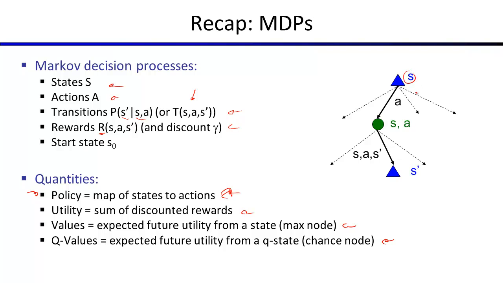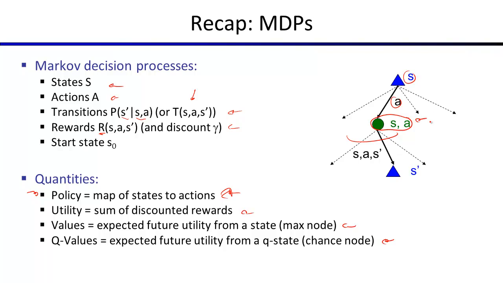So let's say you started in state S, you just took the action A, you land in this thing called a Q state. At that point, you're committed to your action, but the action hasn't played out yet. Some randomness will come into play here in general and decide what the next state S prime is. But right now, you're right here.